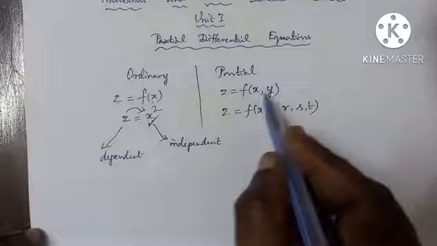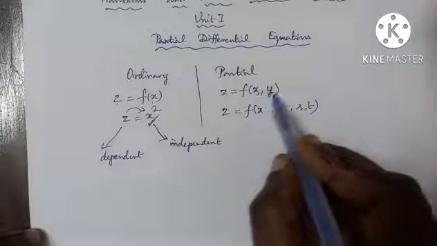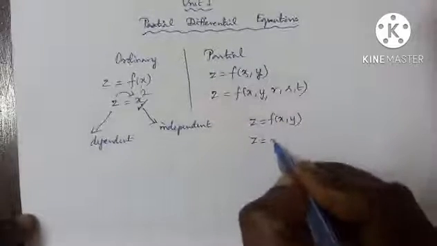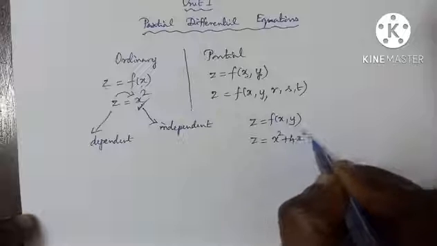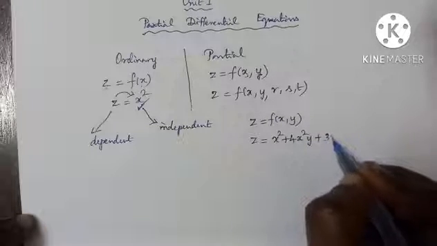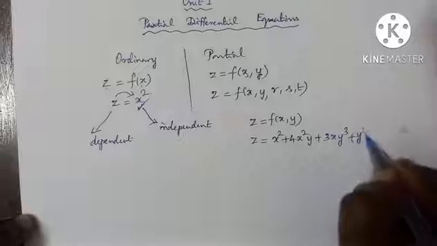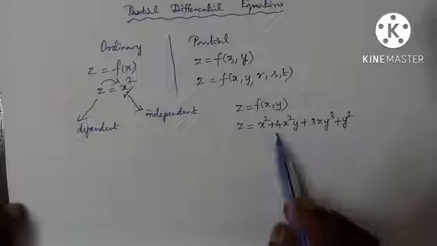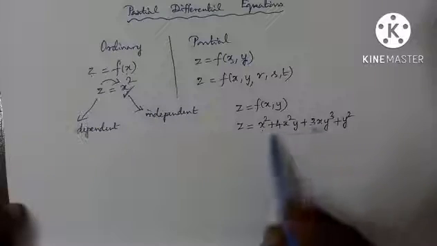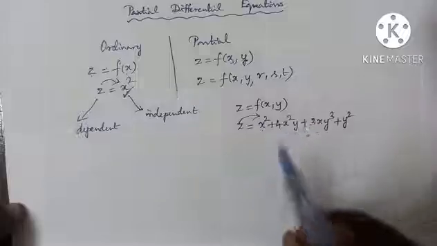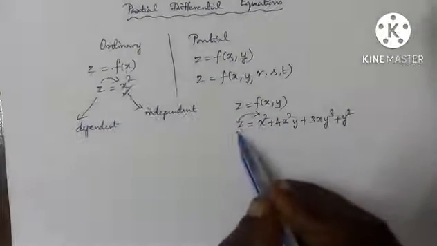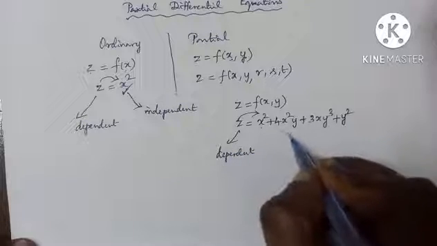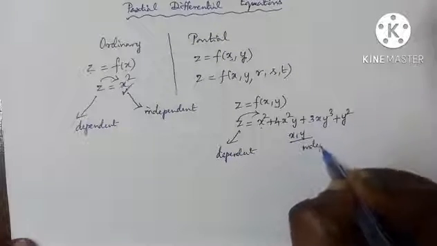Similarly here Z is a function of x and y. So x and y are independent variables. Let us take Z is equal to x square plus 4x square y plus 3xy cube plus y square. Z is a function of x and y. X and y can take any values, they are independent. But Z depends on x and y. Hence Z is dependent. X and y are independent.